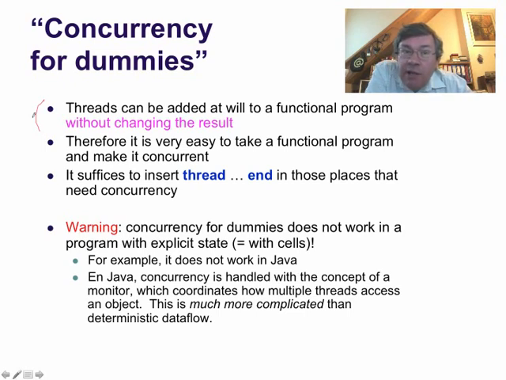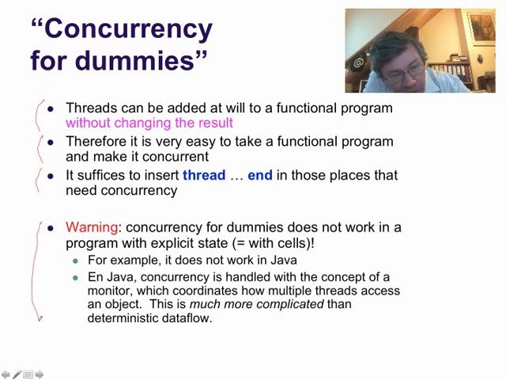Threads can be added at will to a functional program without changing the result. So it's very easy to take any functional program and make it concurrent. You just add thread end wherever you want concurrency, wherever you want the calculation not to block, not to have a roadblock when things are not bound.